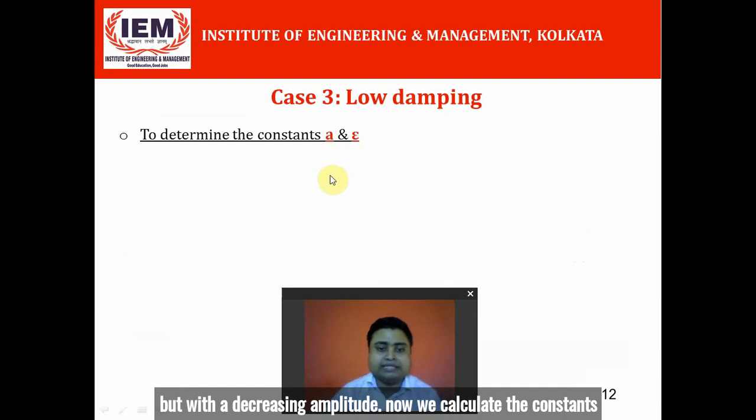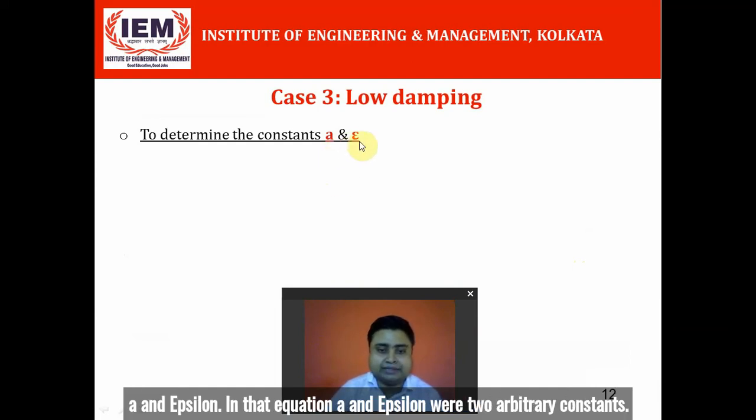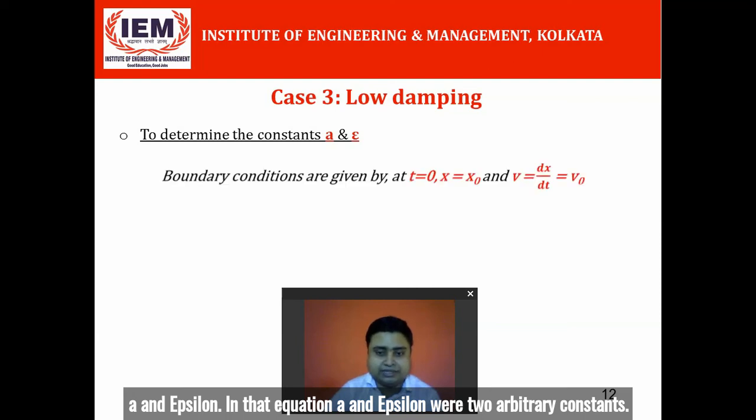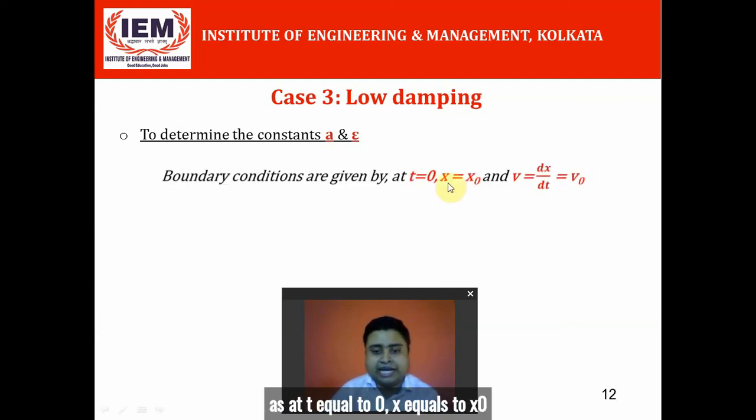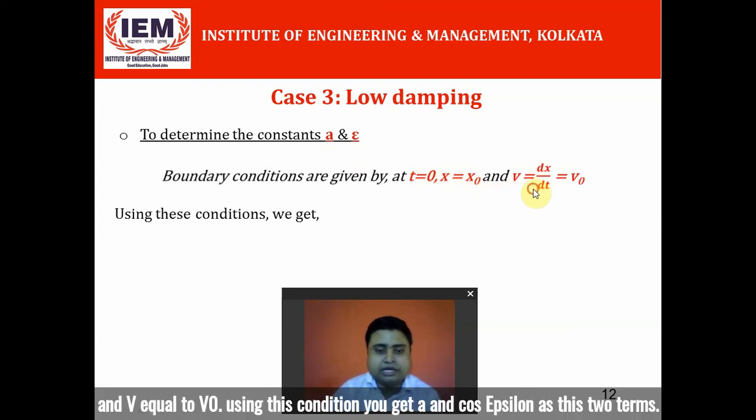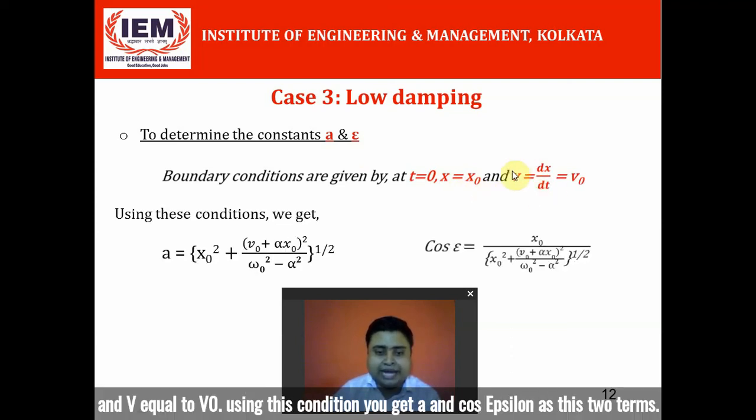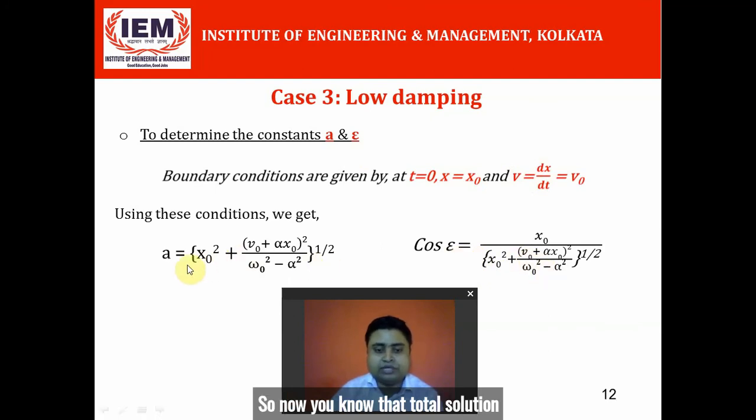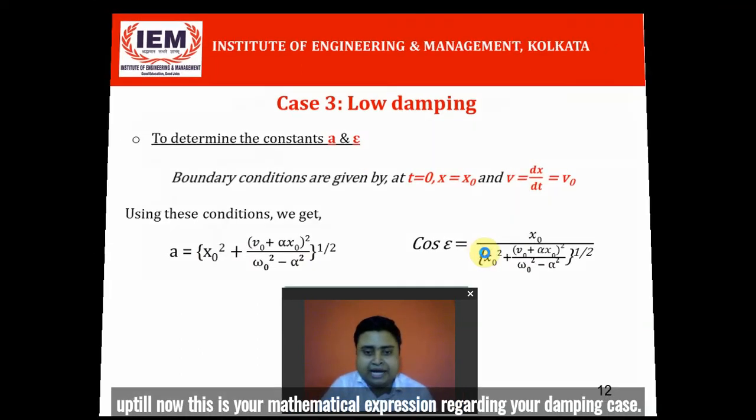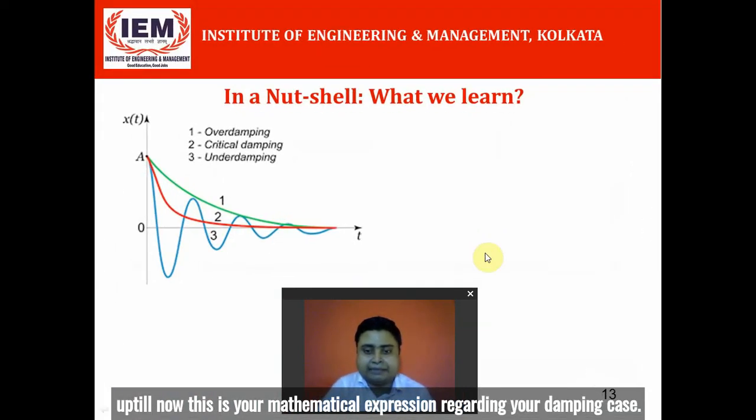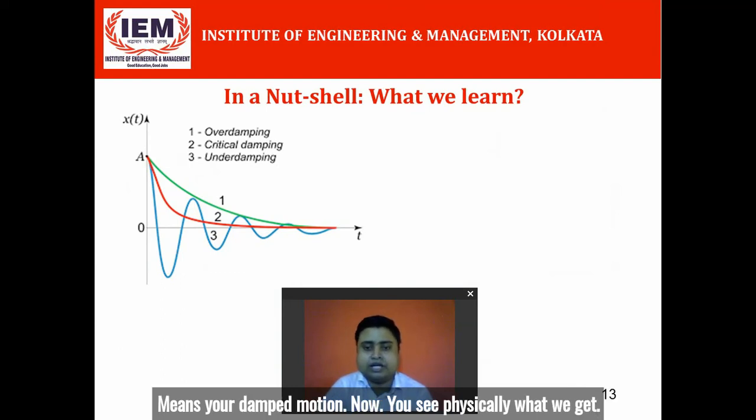Now you calculate the constants a and epsilon. In that equation a and epsilon were two arbitrary constants. So again you put the boundary condition as t equal to 0, x equal to x0 and v equal to v0. Using this condition you get a and cos epsilon as these two terms. So now you know the total solution for the low damping case. Up till now this is your mathematical expression regarding your damped motion.